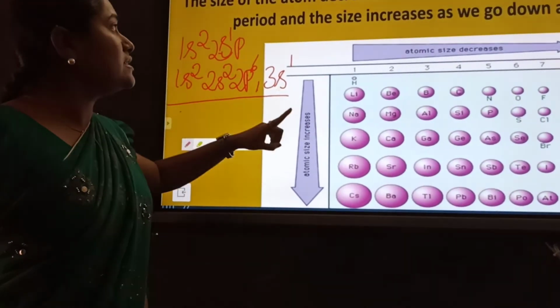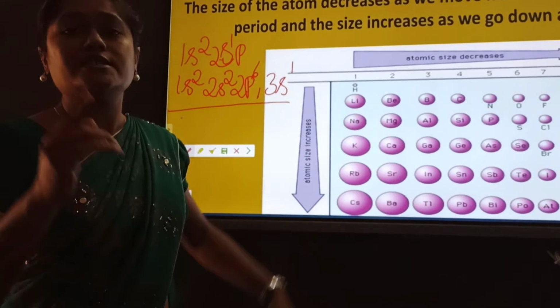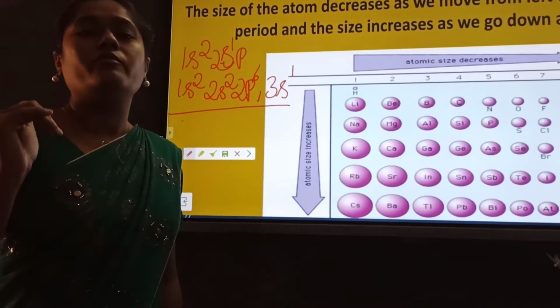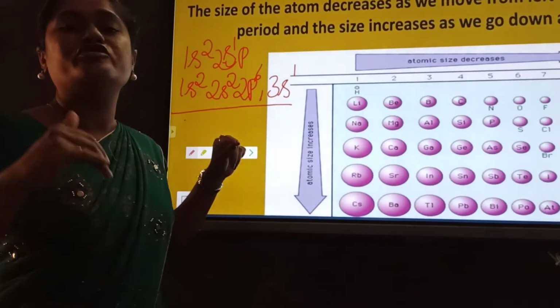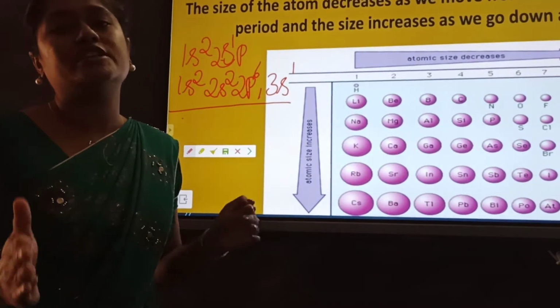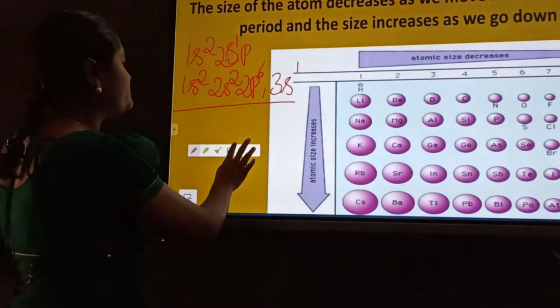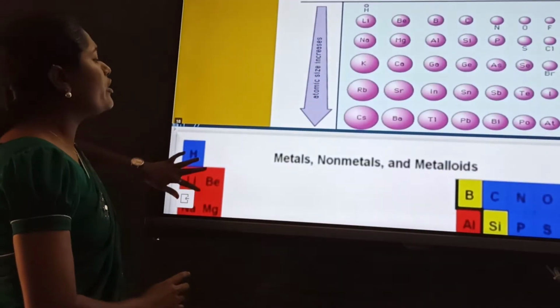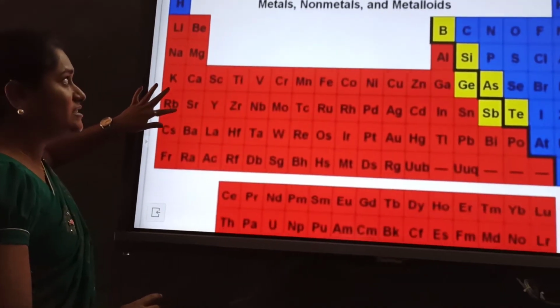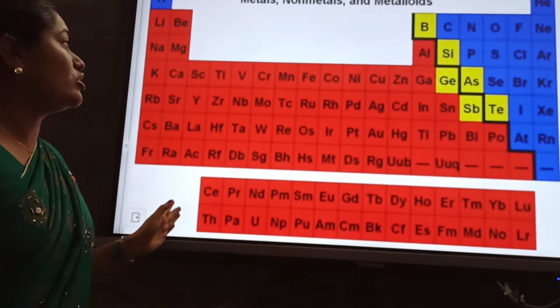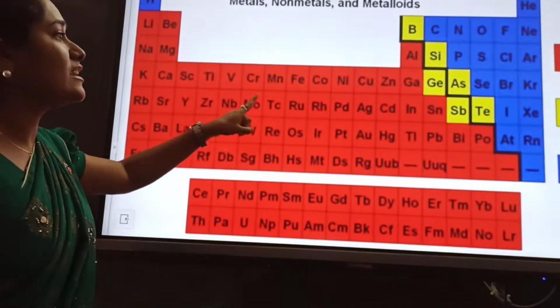But in the next one, atomic size increases down a group, because more shells are added and a weak electrostatic force of attraction can be seen. So the next thing we have to go for is metals, non-metals and even metalloids. Students, you can see that the color changes.